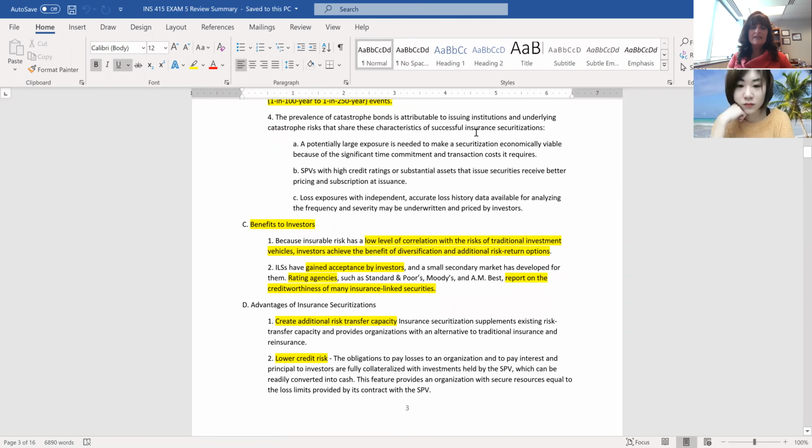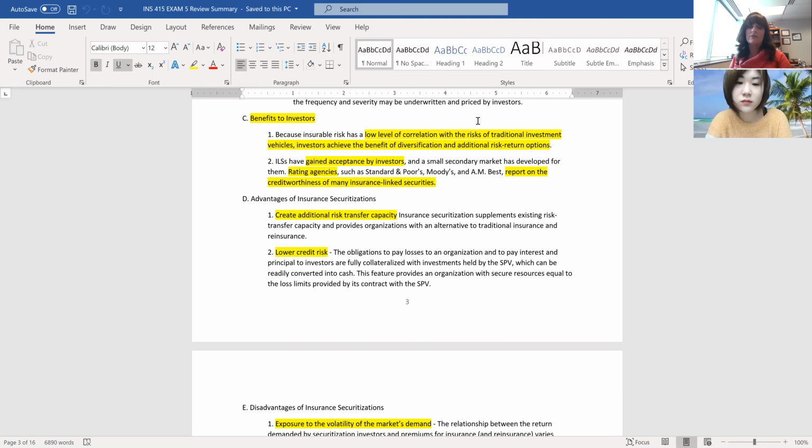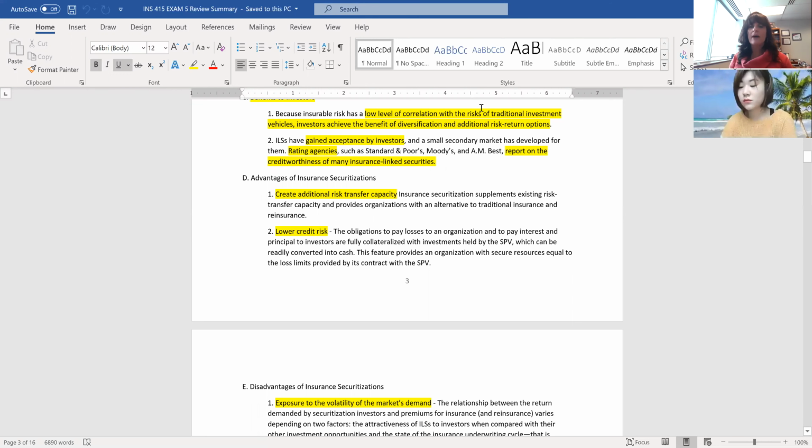There are some advantages for that type of ILS. First is it does give more risk transfer capacity. So if you can't get money in the insurance market, you can go to the ILS market. It's definitely a lower credit risk because you have those backings and it's fully collateralized. So you don't have to worry about, will I get paid? Like, let's say the insurance company goes bankrupt, you have that credit risk. Here, it's not a credit risk because it's fully collateralized. All monies are sitting in a fund somewhere.